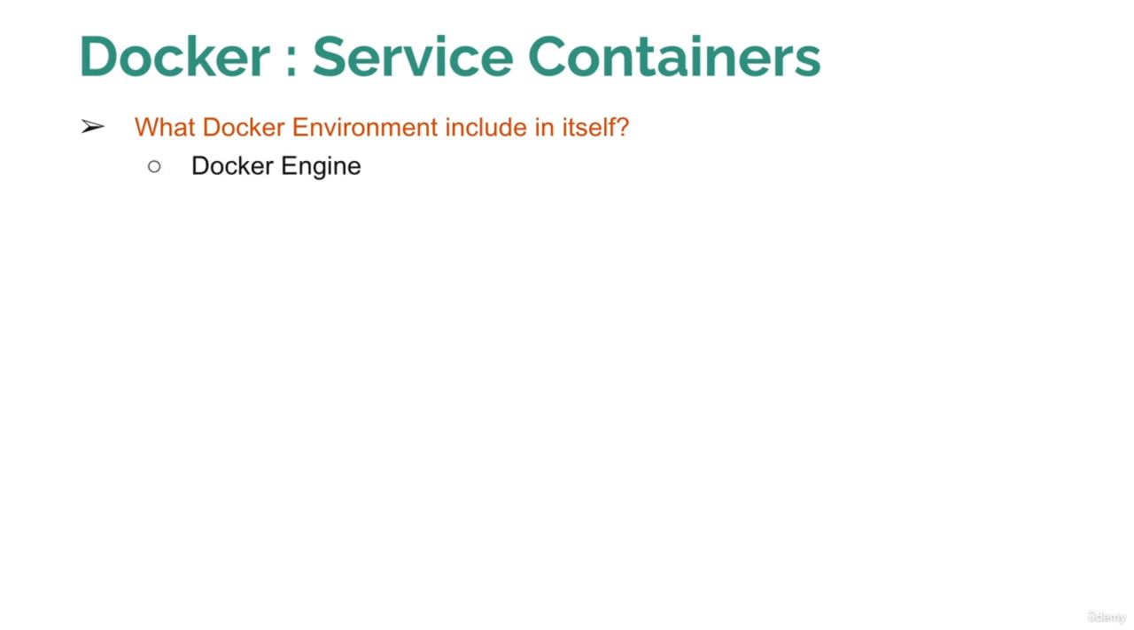Let's see what Docker Desktop includes in itself. Docker Desktop includes the Docker Engine. Basically, the Docker Engine is the core engine which executes Docker, or you may call it the Docker runtime environment. Apart from the Docker Engine, Docker Desktop has the Docker CLI client. The Docker CLI client is a command line interface which you can use to interact with Docker. Then we have Docker Buildx.